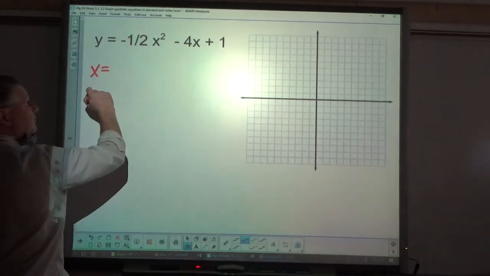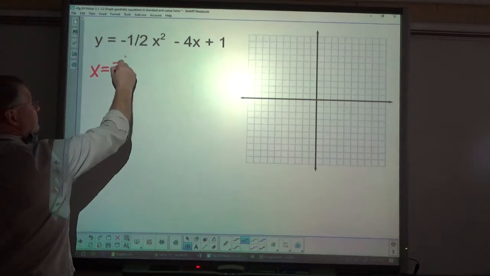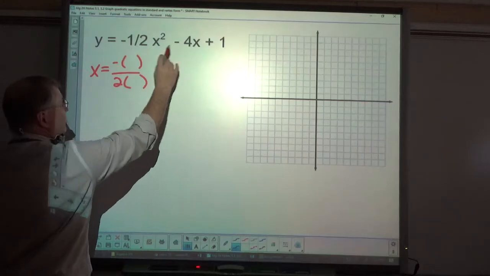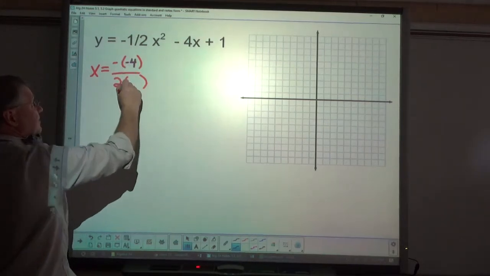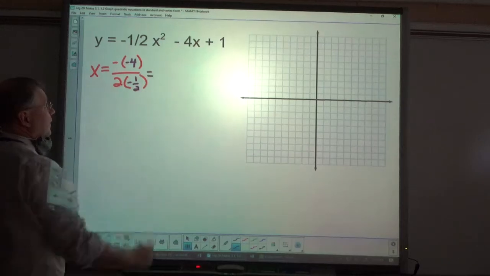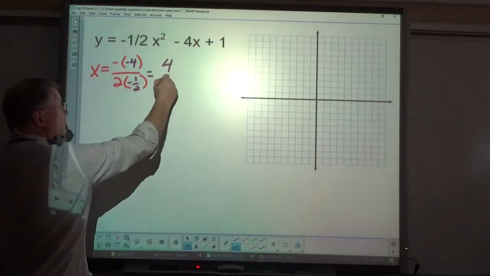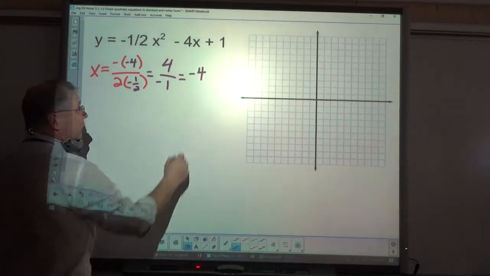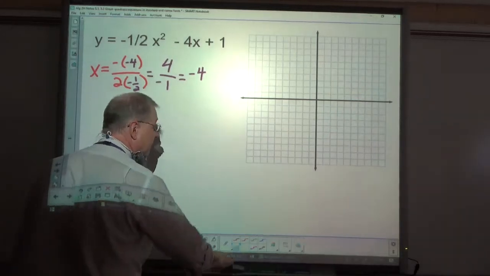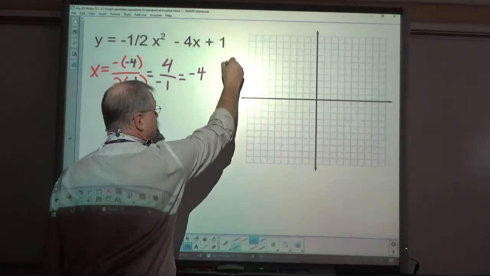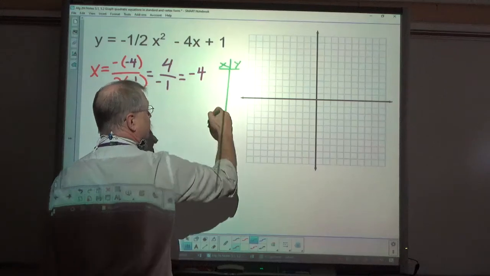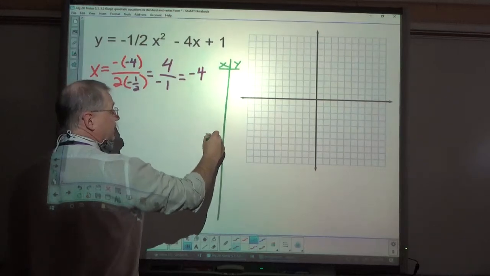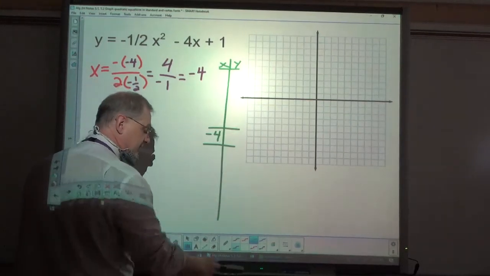The x value of the vertex here is going to be negative of b over 2 times a. Again, b is negative 4 in this case. A happens to be negative 1/2. Well, negative of negative 4 is 4. 2 times negative 1/2 is negative 1. So that's negative 4 for my x value of the vertex. Now, it might be smart for me to put my xy grid over here instead of down bottom, just to give myself a little more room to work. Negative 4. And now we have to find the y value.